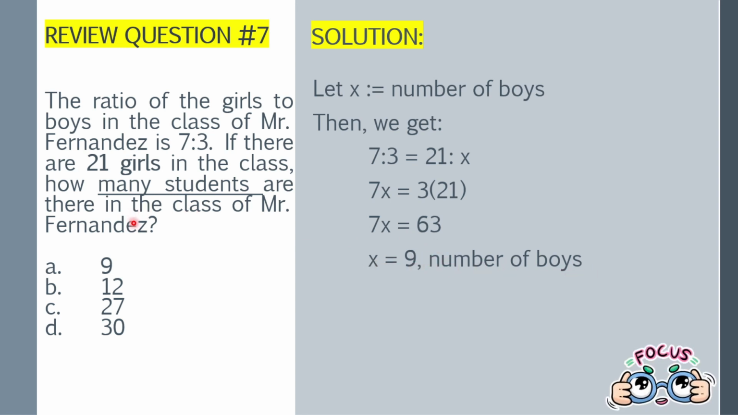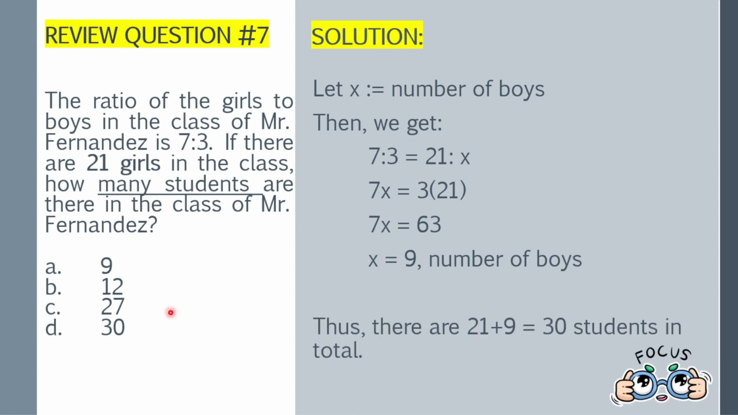What is being asked is the total number of students. So, if there are 9 boys and 21 girls, the total is 30 students. So, therefore, letter D is the answer.